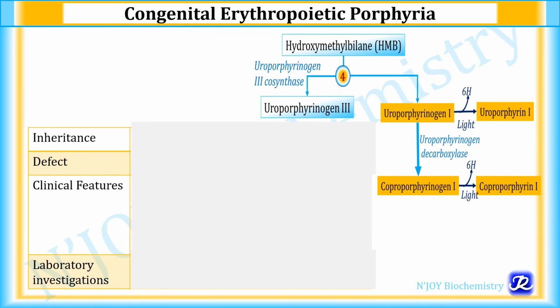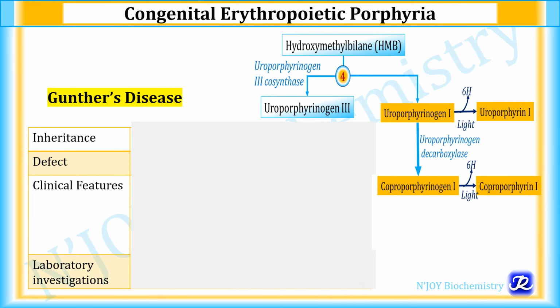Now coming to congenital erythropoietic porphyria, which occurs due to a defect in uroporphyrinogen III cosynthase. So there is no formation of uroporphyrinogen III, and that's why hydroxymethylbilane is diverted spontaneously to the formation of uroporphyrinogen I and then coproporphyrinogen I, which are later oxidized to form uroporphyrin I and coproporphyrin I. That's why in such patients there is presence of uroporphyrin I and coproporphyrin I in their urine.